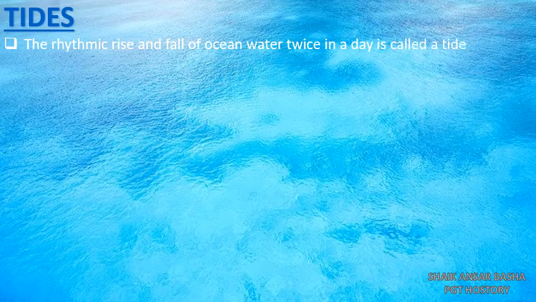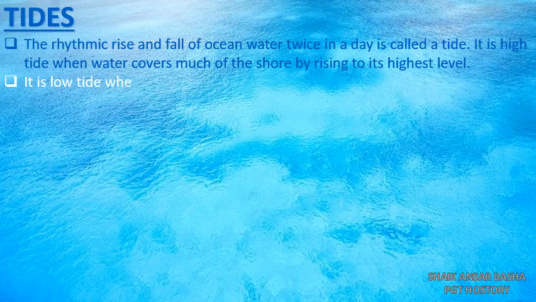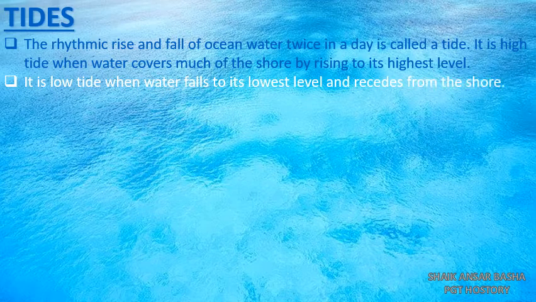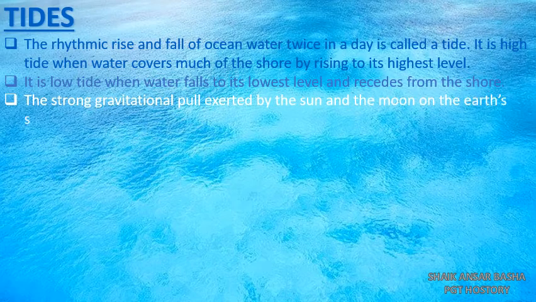So after that, the tides: we just see a rhythmic rise and fall of ocean water twice in a day, which is called a tide. It is a high tide when water covers much of the shore by rising at its highest level. It is low tide when water falls to its lowest level and recedes from the shore. The strong gravitational pull exerted by the sun and the moon on the earth's surface causes the tides.